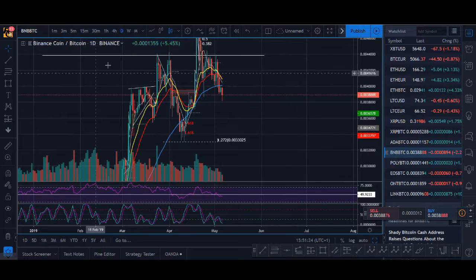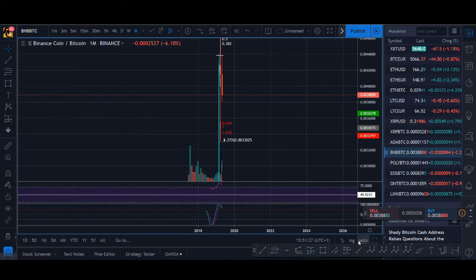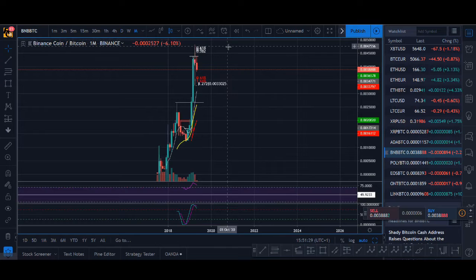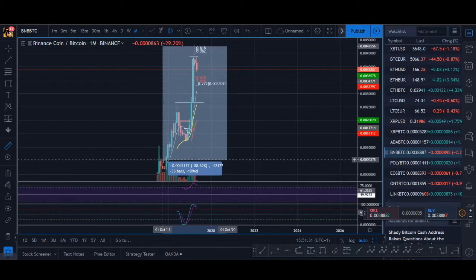So guys, Binance Coin, first of all, let's go to the higher time frames, guys. And as you can see, it's gone up within less than a year in a way.